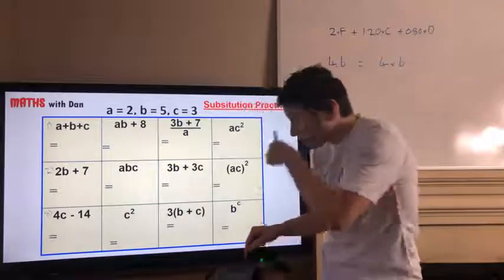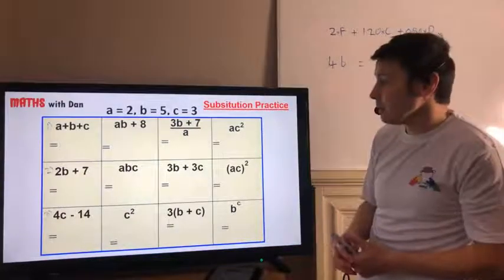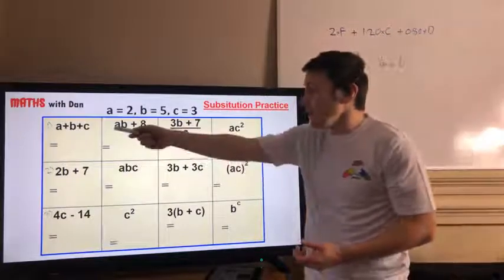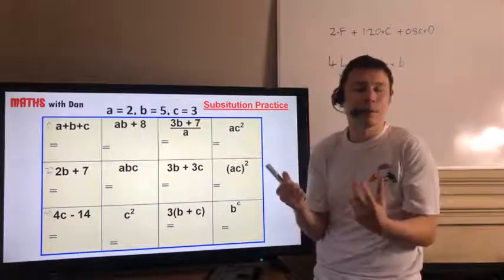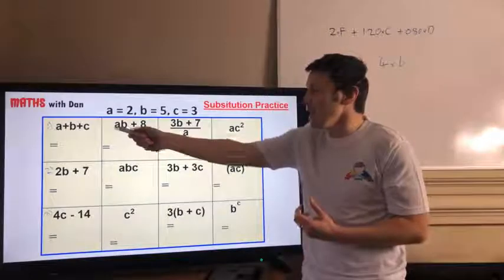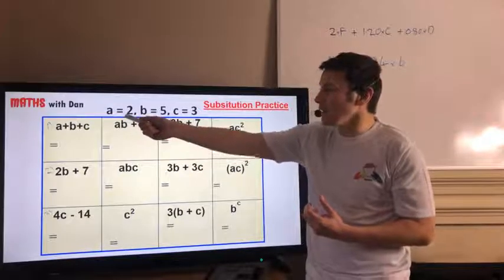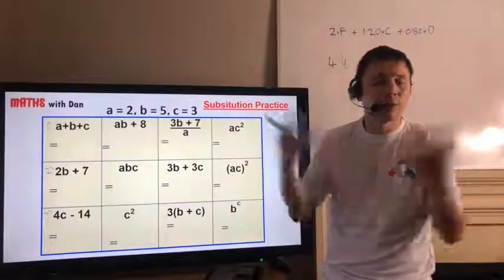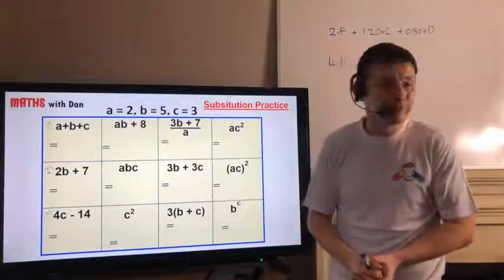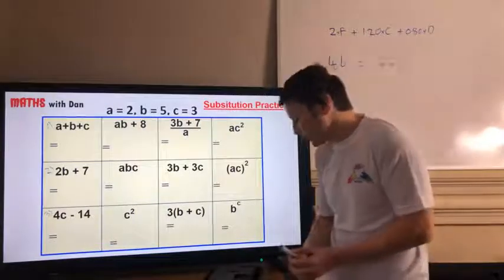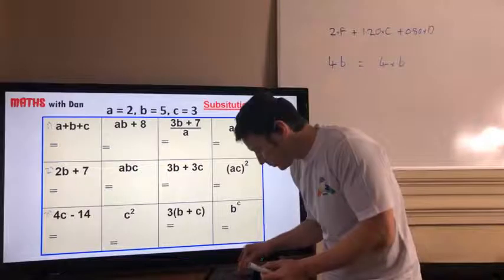What does AB mean? It means A times B. So AB means anything next to each other in algebra means multiply. So this means A multiplied by B. Now you know what A is, you know what B is, so multiply them together. So 2 times 5. That's right, yep, so 2 times 5. 10.